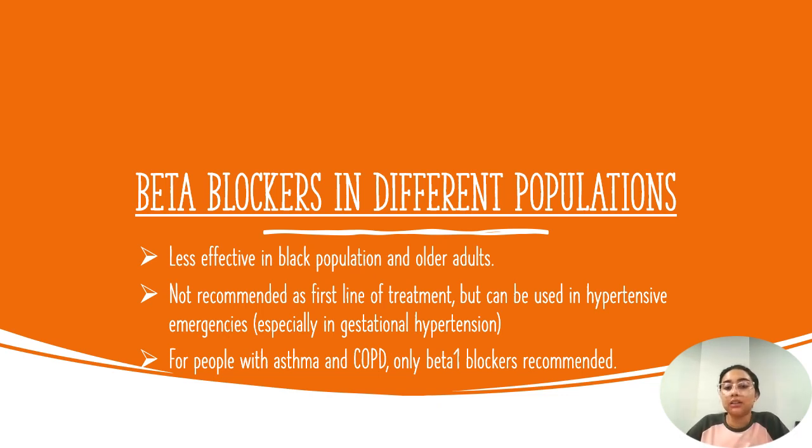For people with asthma and COPD, non-selective beta blockers are not suggested because they block the epinephrine effect of bronchodilation, so they can cause severe bronchoconstriction and bronchospasm. So in people with asthma and COPD, only beta-1 blockers are recommended. However, the cardioselective beta blockers can still block some of the beta-2 receptors.